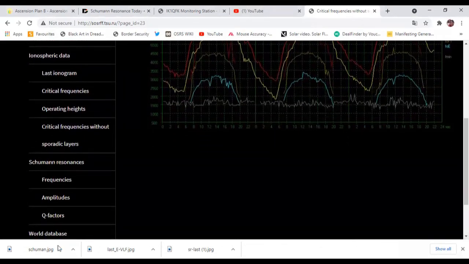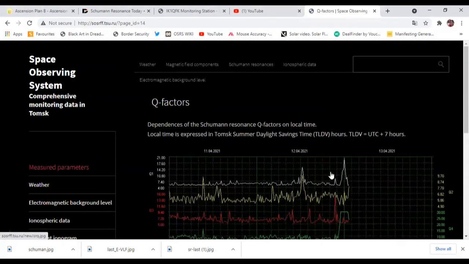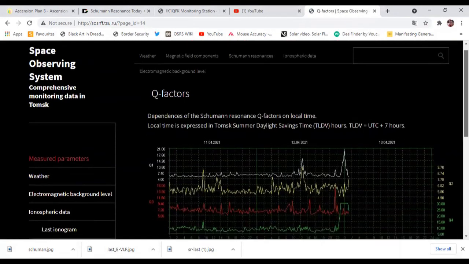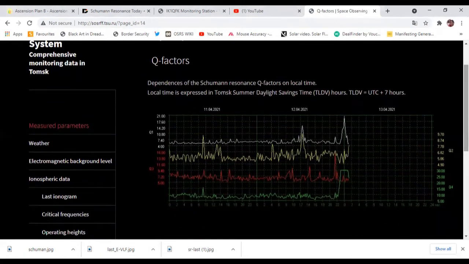Now look at this, guys. Q factors. This is the dependence of the Schumann resonance Q factors on local time. Now this is something really unusual. I've seen that sort of thing where it goes flat here. That is quite unusual.